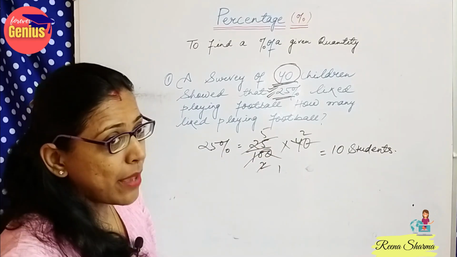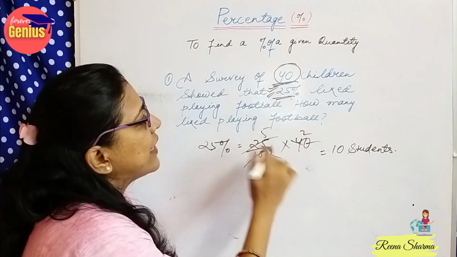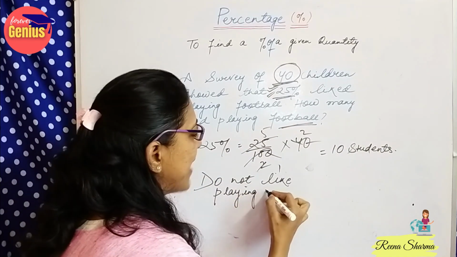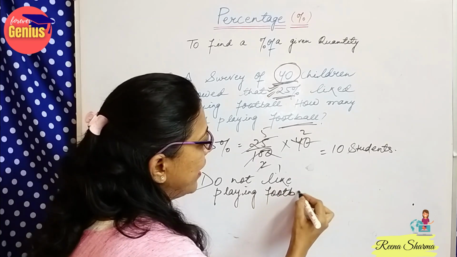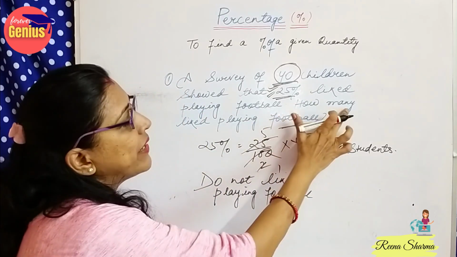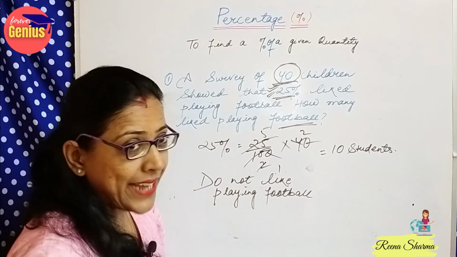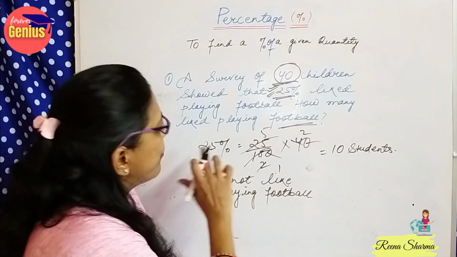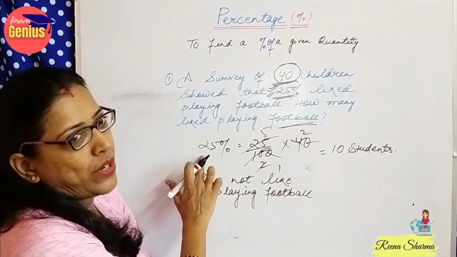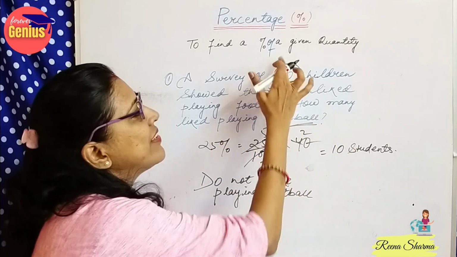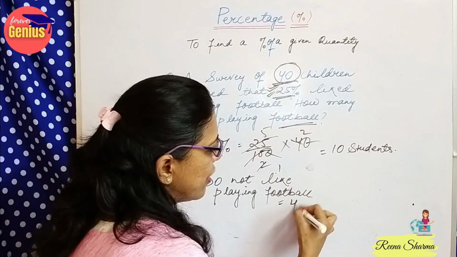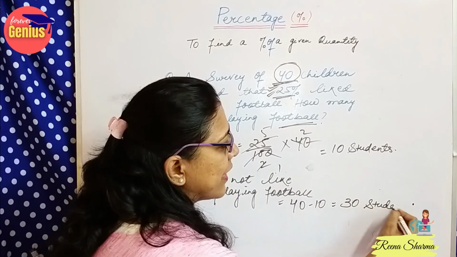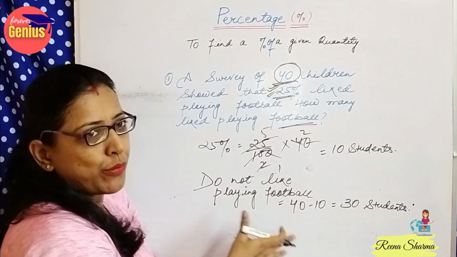And in examination, a lot of times a question can come: how many do not like playing football? So in that case, what to do? It may not be given how many like playing football; it can be given how many do not like playing football. In that case, I will also have to do this calculation. Once I get this answer, I will subtract the two. That is 40 minus 10 equals 30 students. Means 30 do not like playing football.